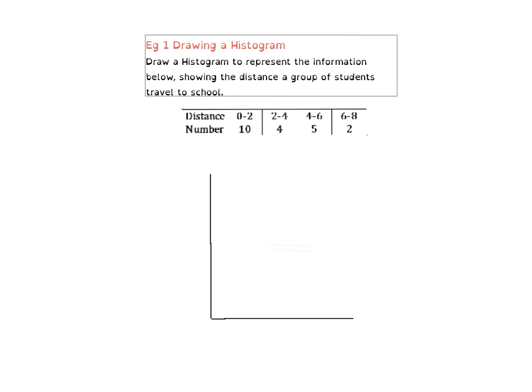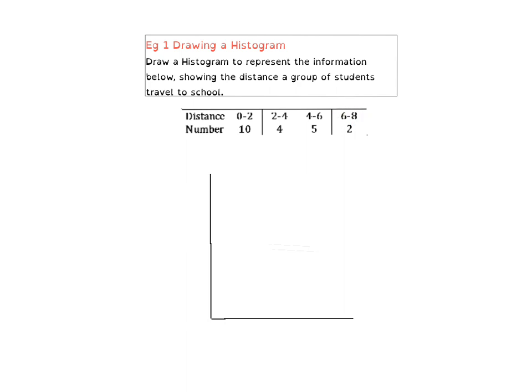Okay, so here we're going to look at how to draw a histogram. So example 1, drawing a histogram. Draw a histogram to represent the information below, showing the distance a group of students travel to school. So if you look here, the first row is the distance they travel. So is it between 0 to 2? So it could be meters or kilometers, not sure. So distance is either 0 to 2, 2 to 4, 4 to 6, 6 to 8.